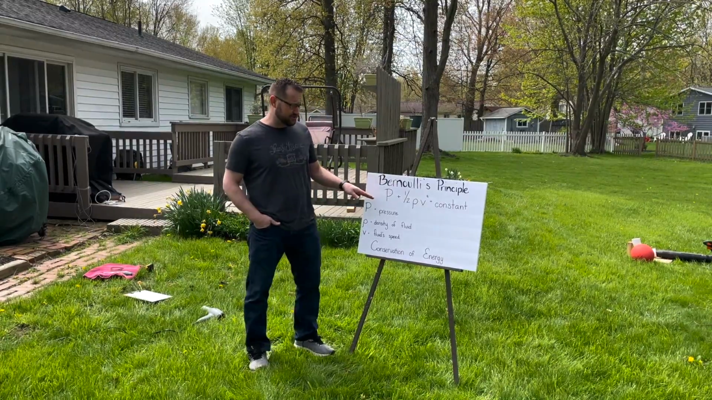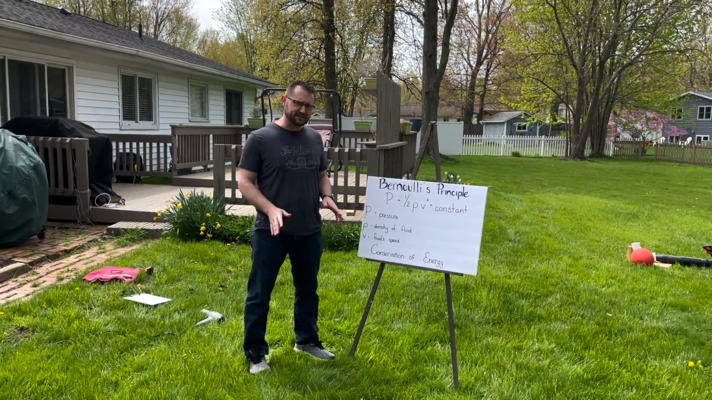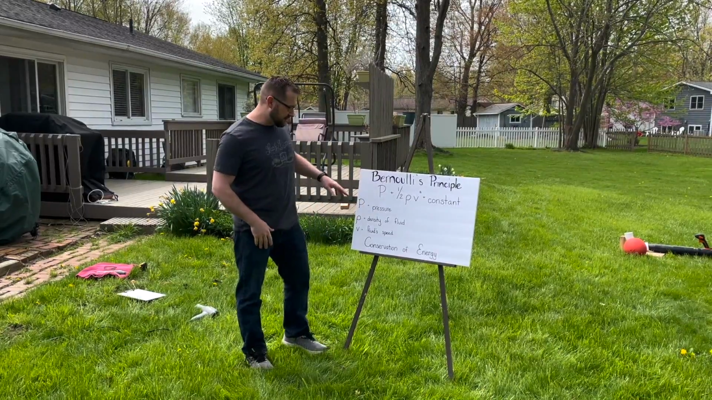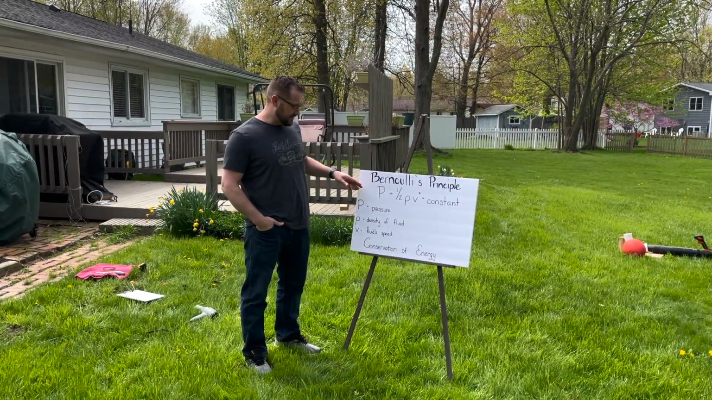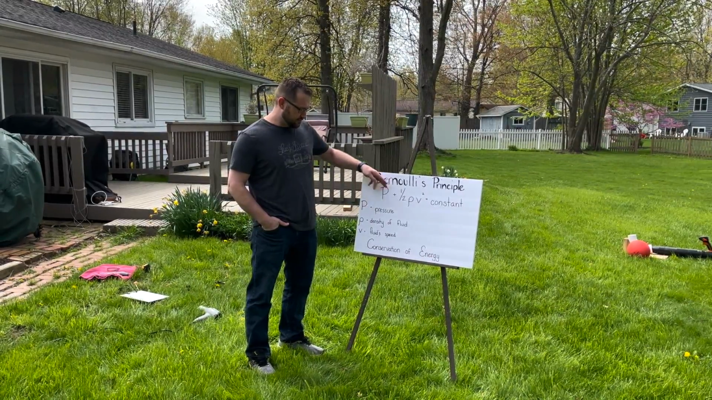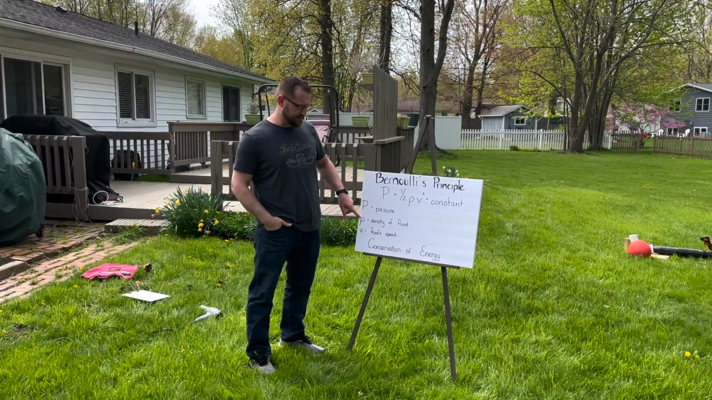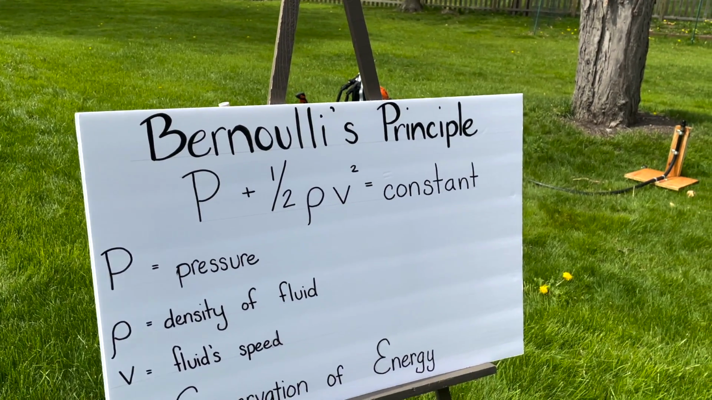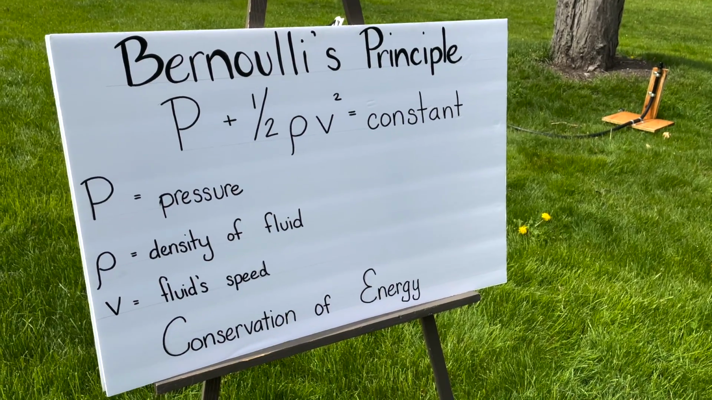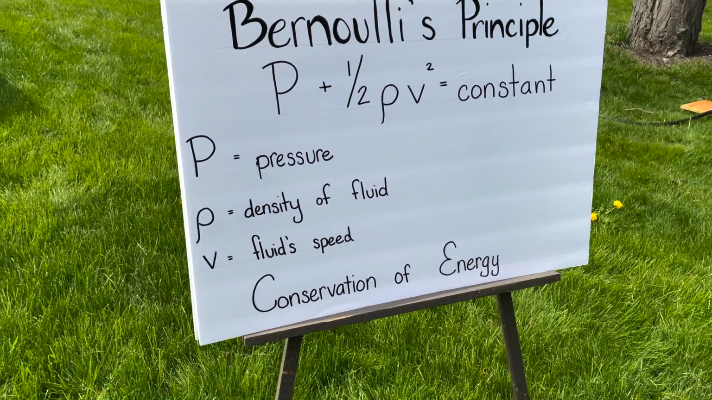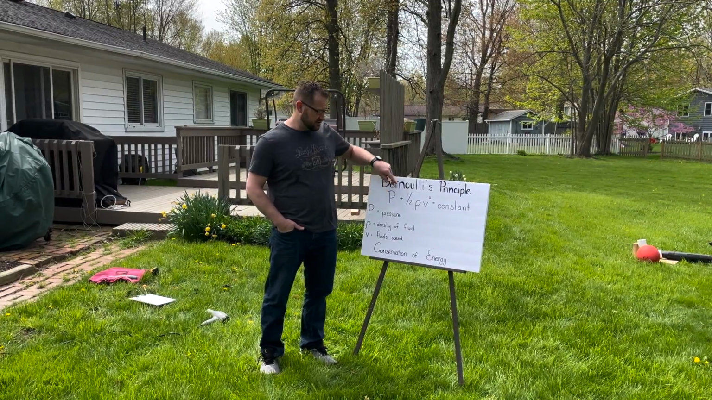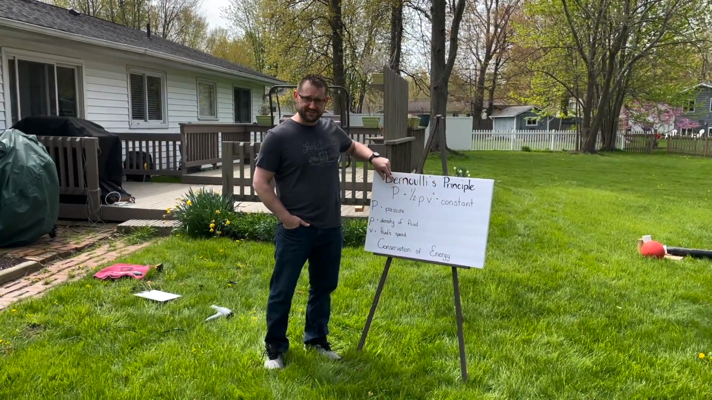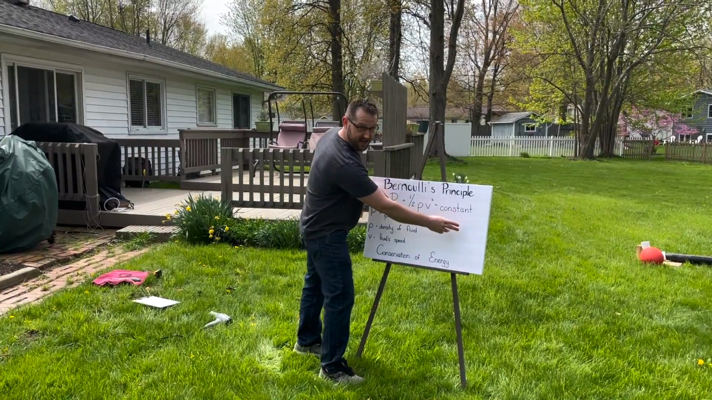So this is actually Bernoulli's equation. If you don't know anything about physics, you're probably looking at letters and numbers and wondering what is going on. Right below here, what this equation is saying is that pressure plus half the density times the square of the velocity, the speed of the fluid, is going to equal a constant. Now what that means is if any one of these changes, whether it's the pressure, the density, or the velocity, one of the other ones needs to change so that this remains constant.